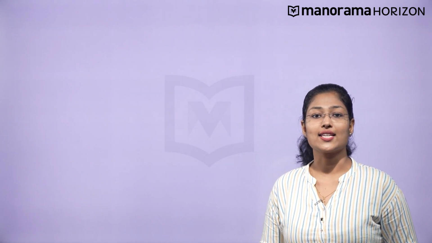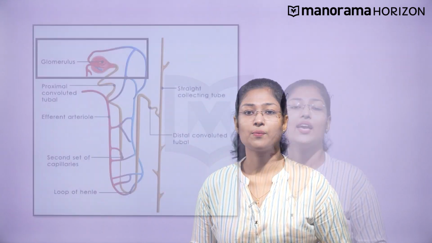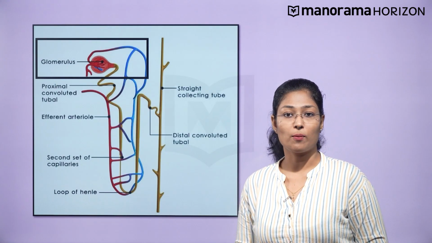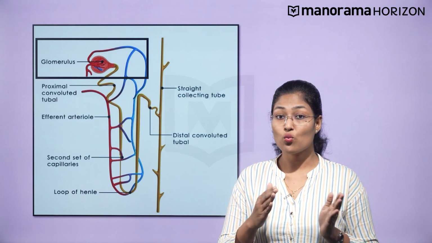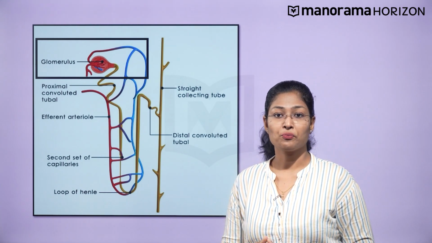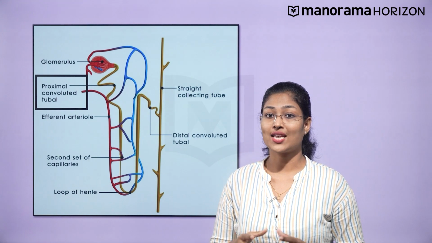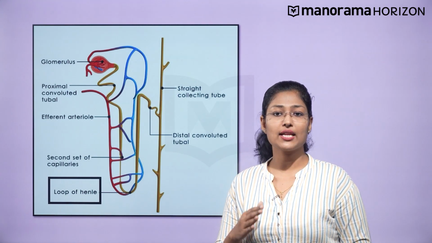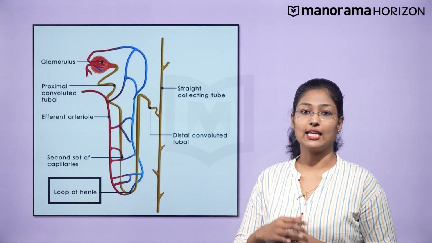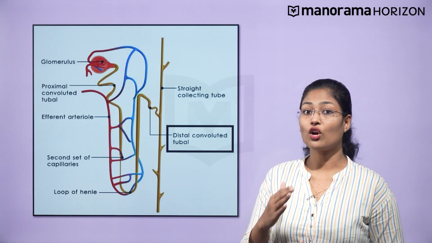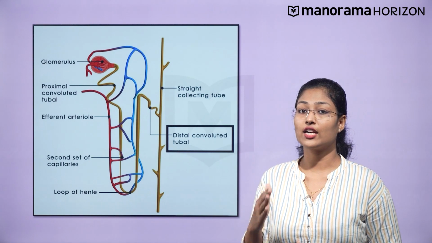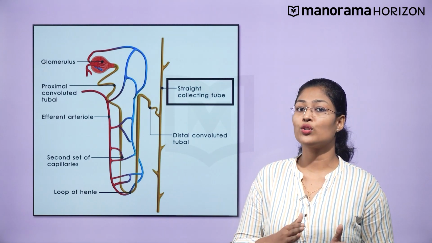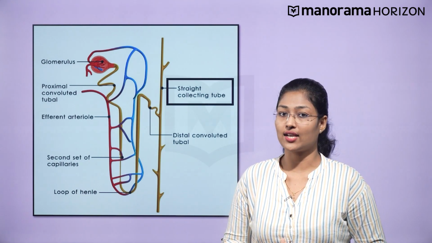Before understanding the mechanism, we should be thorough with the structure of a nephron. A nephron has a renal corpuscle, that is a glomerulus within the Bowman's capsule, a proximal tubule which has convoluted and straight components, an intermediate tubule, that is a loop of Henle, and a distal convoluted tubule along with a connecting tubule and cortical, outer and inner medullary collecting ducts.